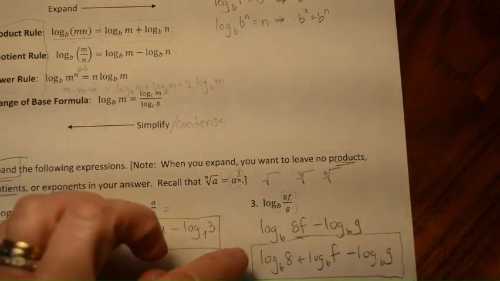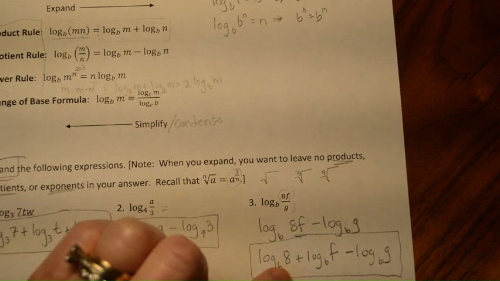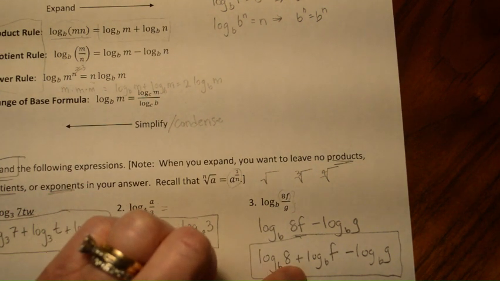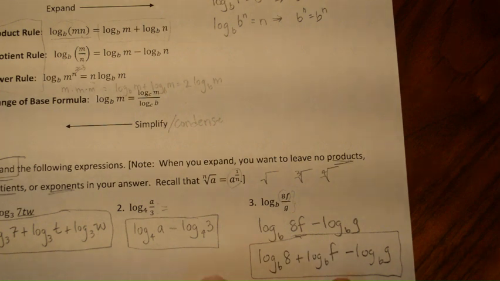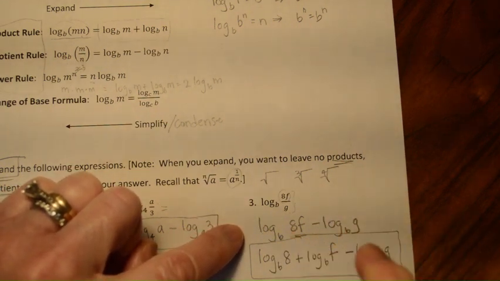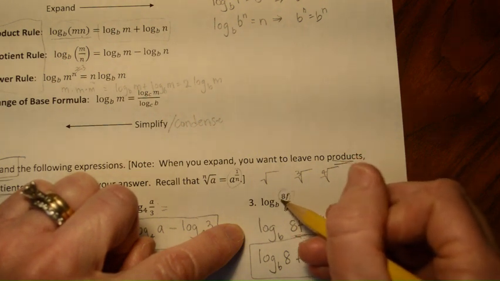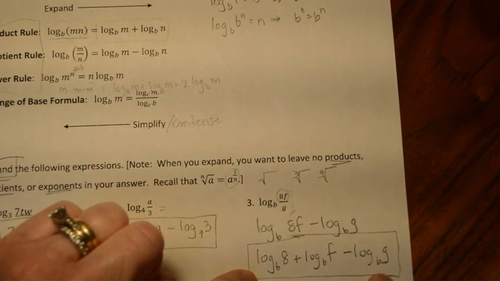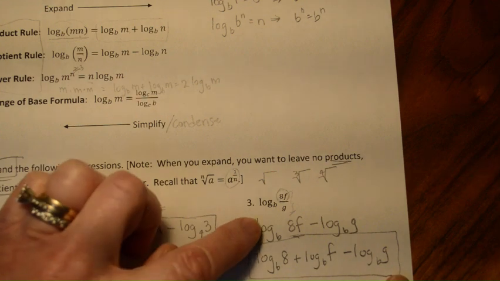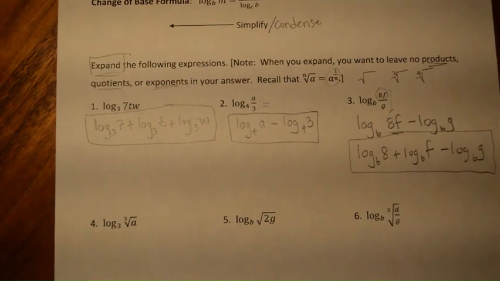Now, if you're saying, can I skip this step and just note that the top is going to become log base b of 8 plus log base b of f, and then just subtract that? The answer is yes. But if you would like to see all the steps, this is what you would do first. Just look at this as primarily a quotient with a product as part of it, and then separate that product afterwards. Okay, let's look at one that has an exponent.